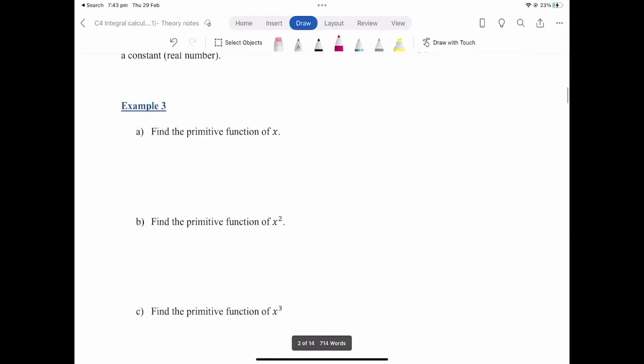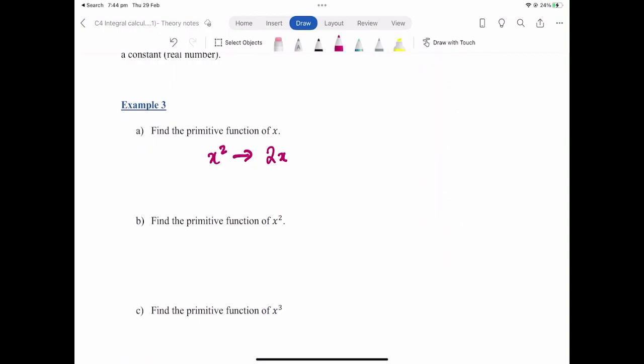Alright, let's have a look at some other examples. Find the primitive of the function x. If I've just been given x, I need to think about what would have differentiated to get me a solution of x. What would I have needed to begin with to get a derivative of just x? Hopefully you realized that any x squared function would give me two lots of the x value.